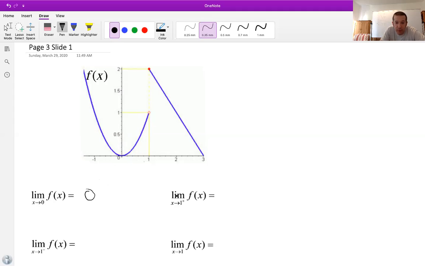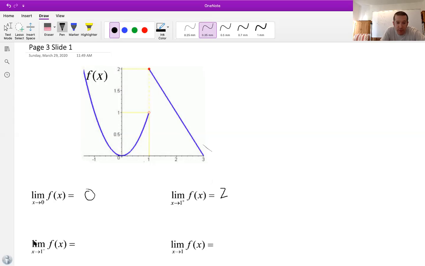Now I'm going to do the limit as x approaches 1 from the right of f of x. So I start with x bigger than 1, and as x approaches 1, y is approaching 2. So this one-sided limit is equal to 2. The limit as x approaches 1 from the right is equal to 2.